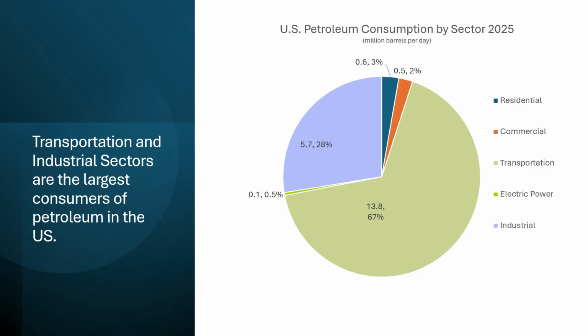The residential sector uses petroleum products for space and water heating, air conditioning, and cooking, and accounts for 3% of total demand. The commercial sector includes private and public businesses that use fuel to operate, like heating or air conditioning in the stores and post offices. Electric power is the smallest consumer that uses fuel to generate electricity.